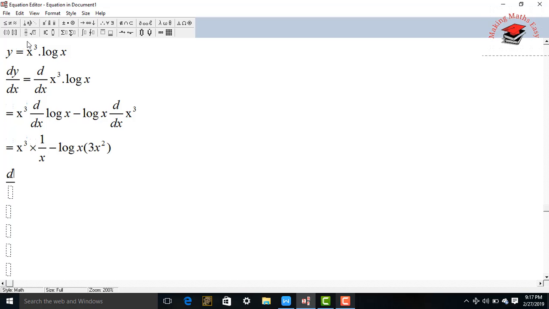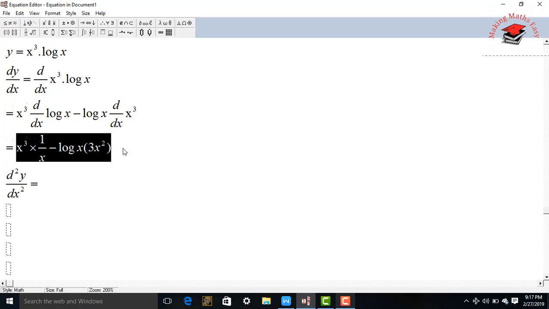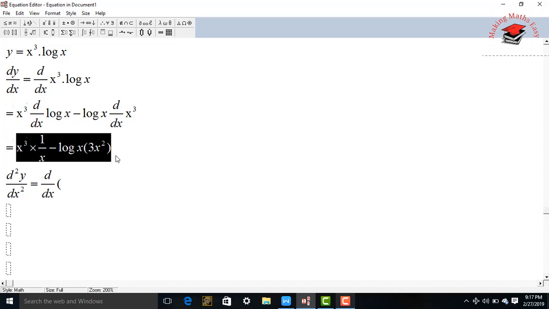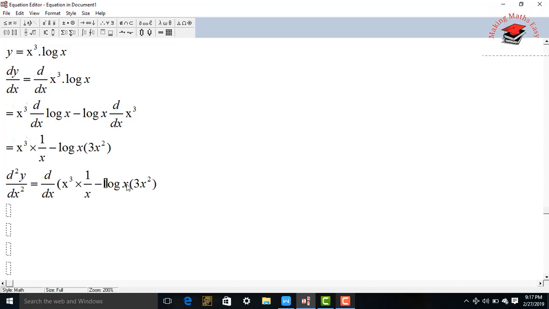So for finding the second order derivative, we will write d square y upon dx square, which will be equal to, now we have to differentiate this function. So we will write over here dy by dx of the corresponding function, d upon dx of this function, and again we have to use the UV rule over here for differentiation of this part.